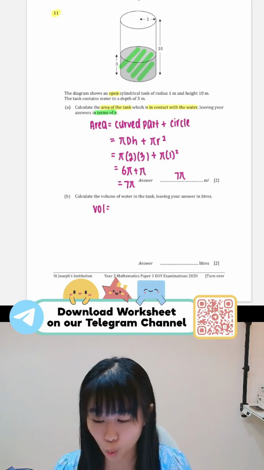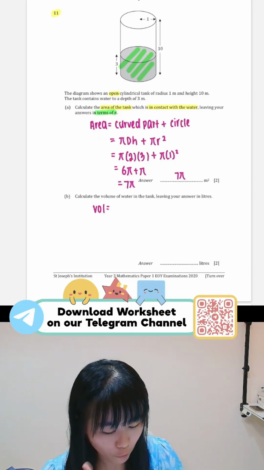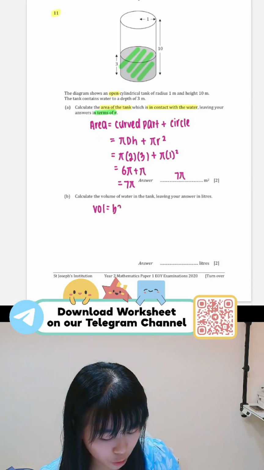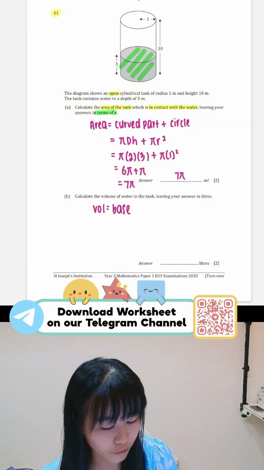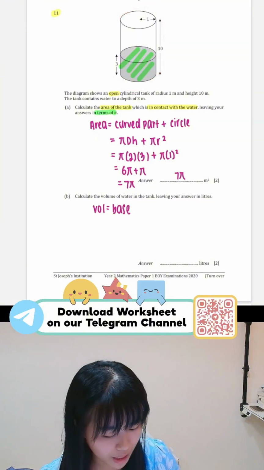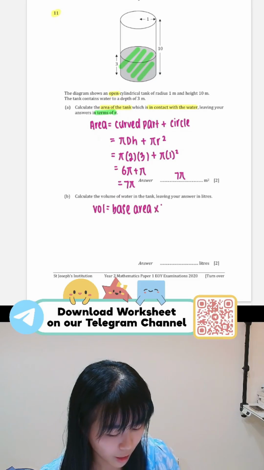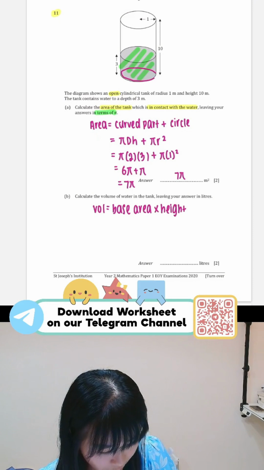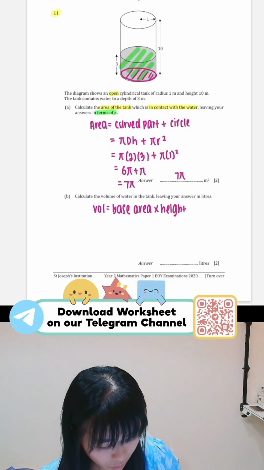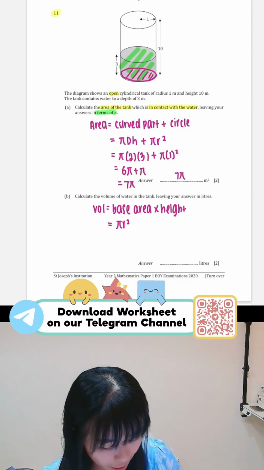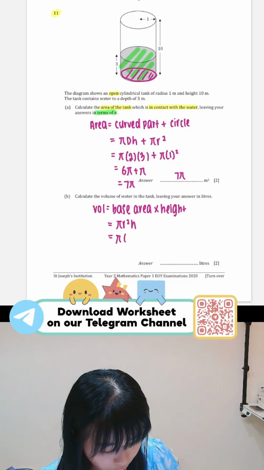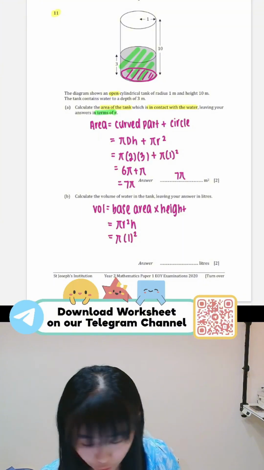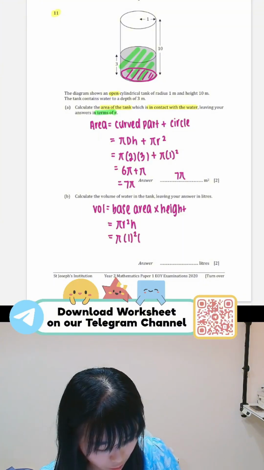Pi r square h, yes. Your volume is always, for a 3D figure, most of the 3D figures depending on shape, but most of them is base area times height. Because your base area is a circle, it's pi r square times your height, so it's pi r square h. So your r is 1, your h in this case is 3.